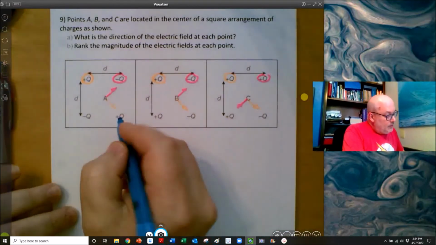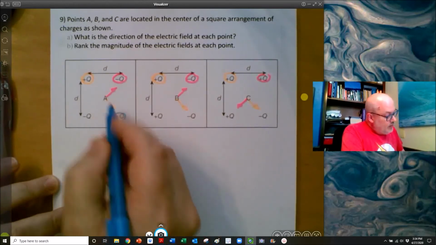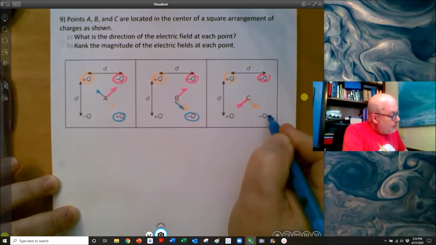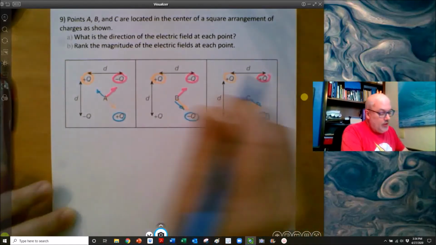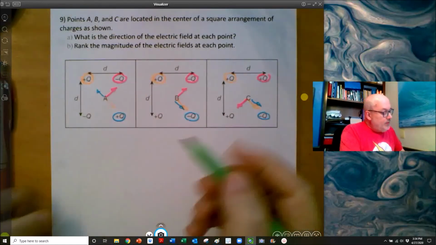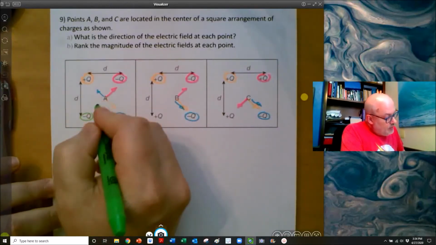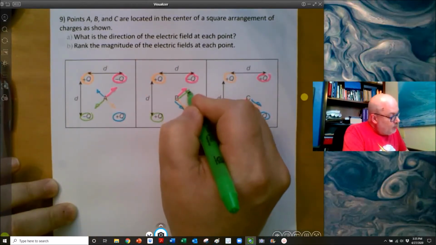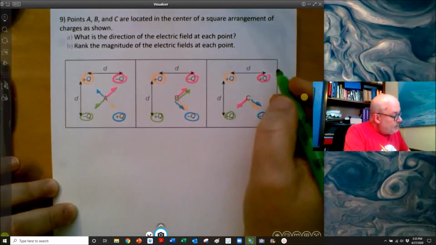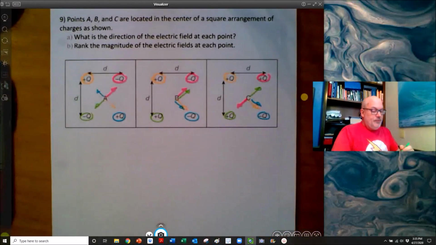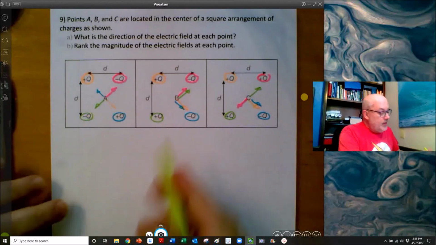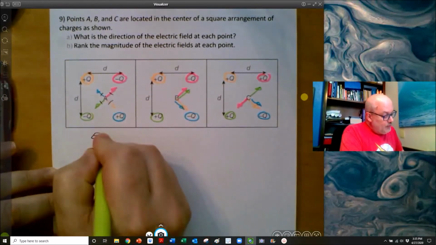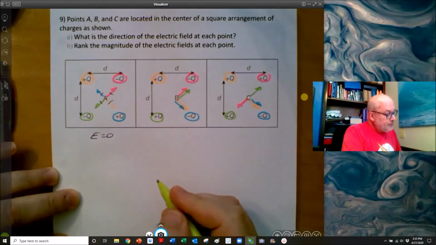And then here's a blue charge down here. It's positive, so that's away. Negative, so it's toward. Negative, so it's toward. And then I'll make this my green charge here. Negative, so it's toward. Positive, so it's away, and positive, so it's away. So now look what we end up with. These are all the same magnitude, so they're going to cancel. So our electric field over here is 0.